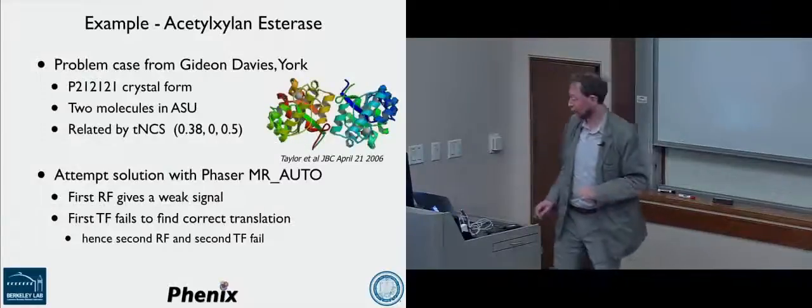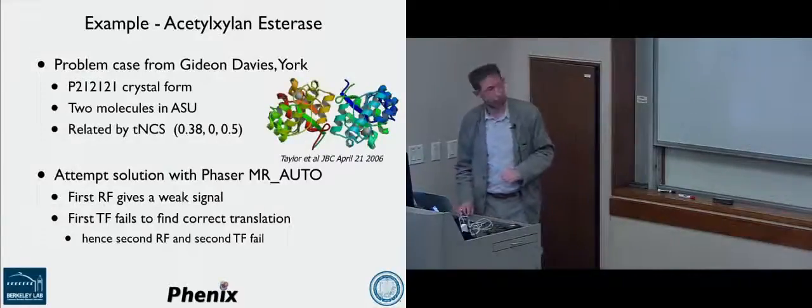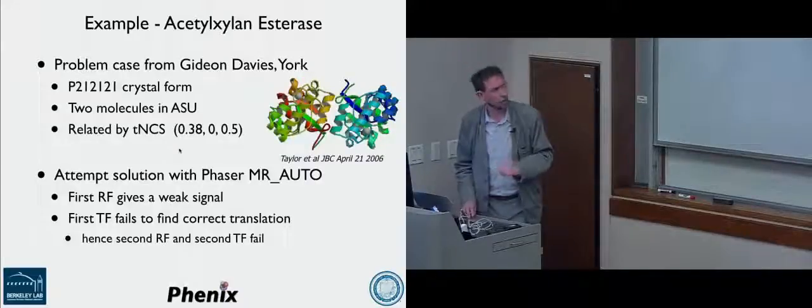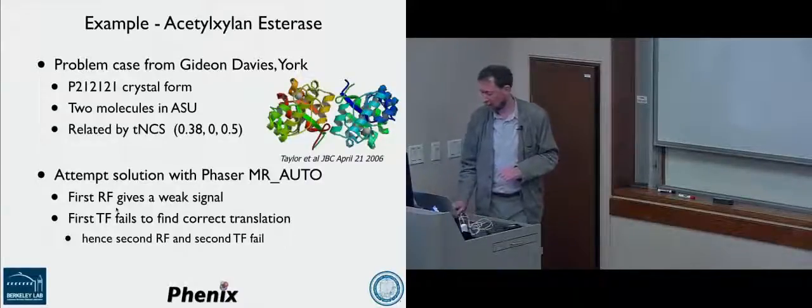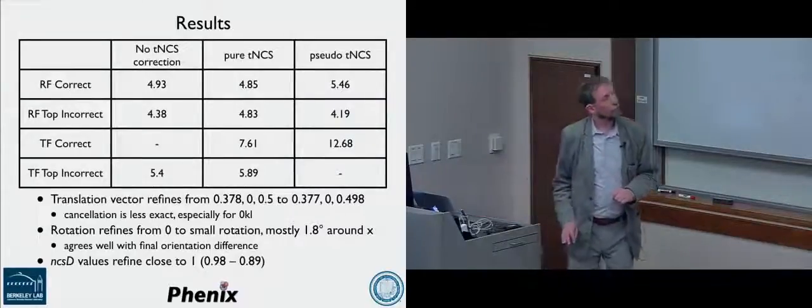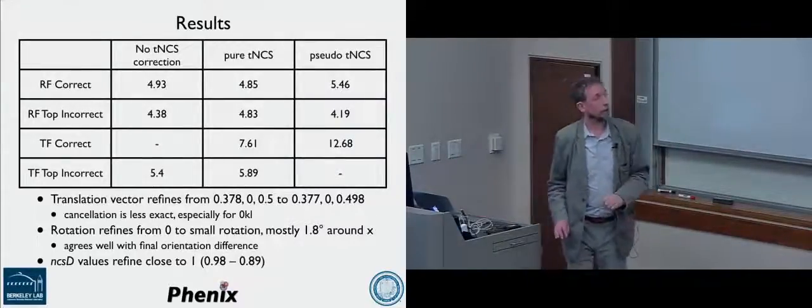So does that make any difference? Well, I'm not going to tell you unless it did, of course, but this is an example from Gideon Davis's group in York, something they solved in two crystal forms. One they could solve, the other one they couldn't, and that had a translation component to it. And we'll look at what happens if we try and solve this using different approaches to the translational NCS.